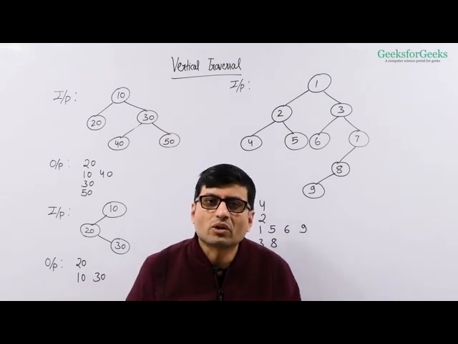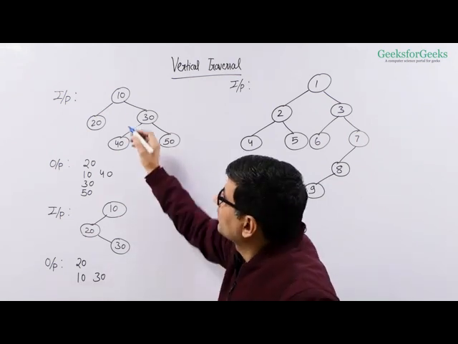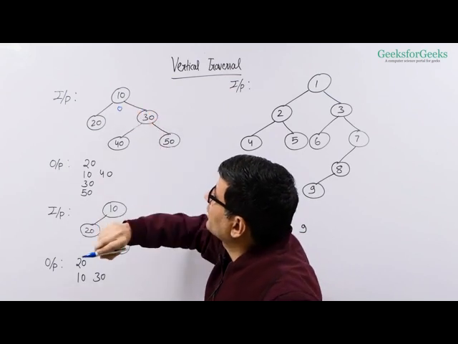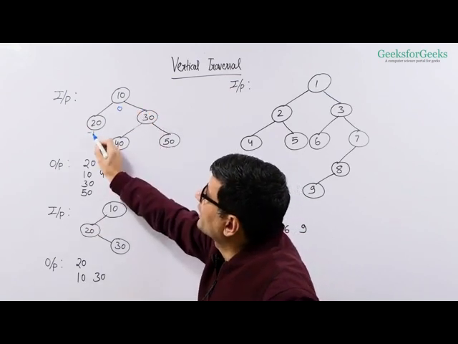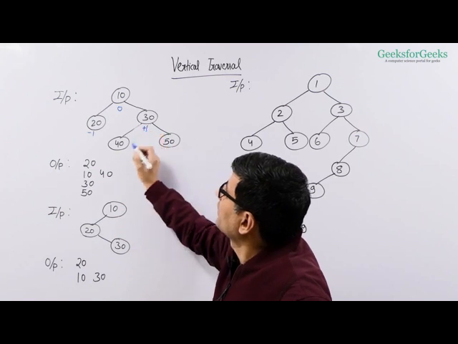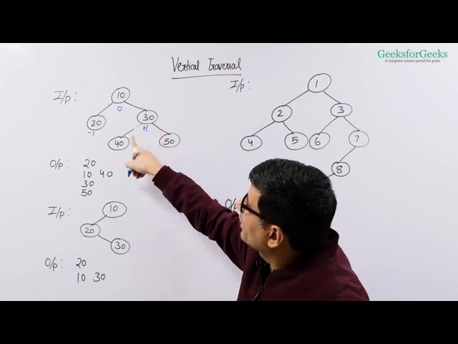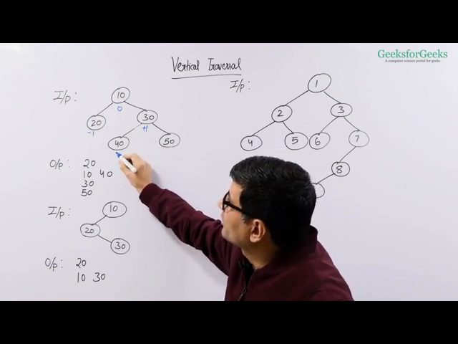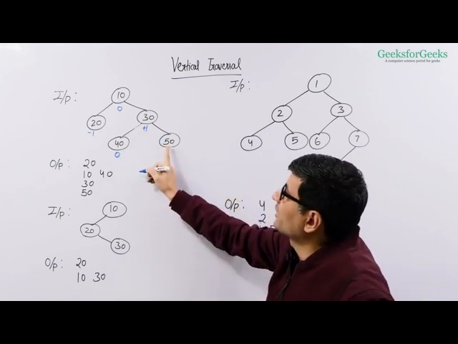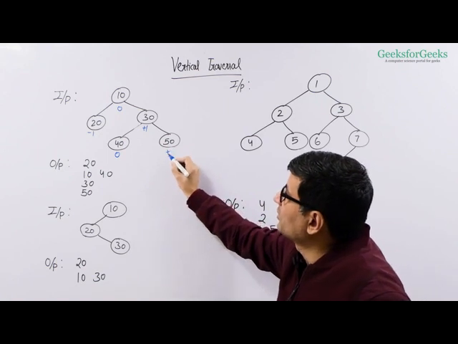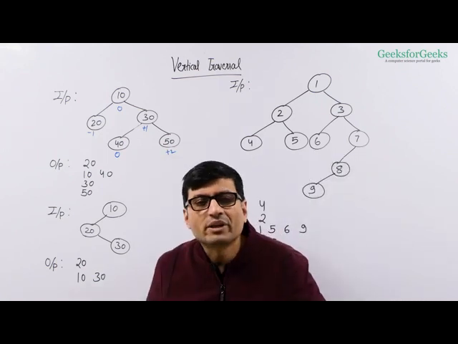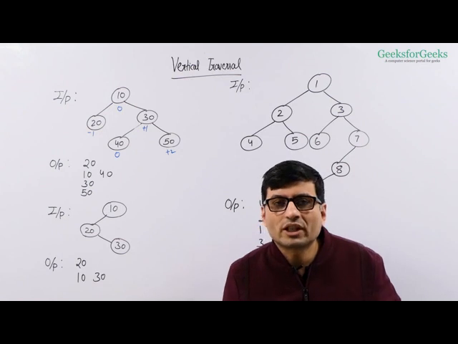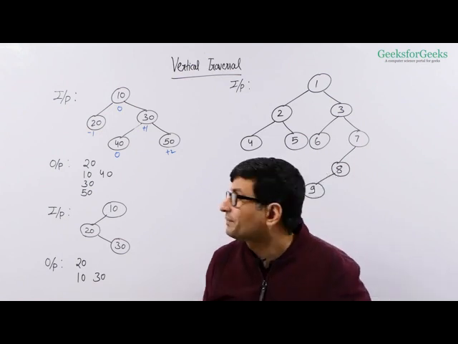We use the concept of horizontal distance. Root is considered at horizontal distance 0. This is at -1. This is at +1. And when we go to the left child, we reduce the horizontal distance by 1. So this is +1, left is going to be 0, +1, -1. And right is going to be +1, +1, +2. When we go to the right child, we increment the horizontal distance. When we go to the left child, we decrement the horizontal distance.